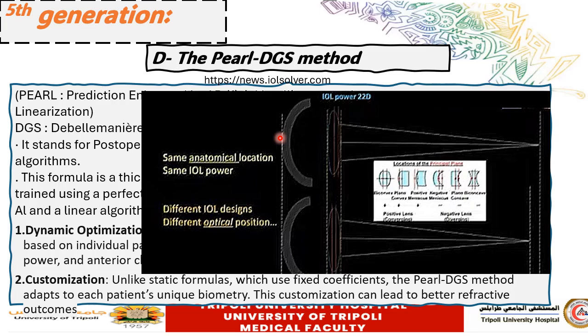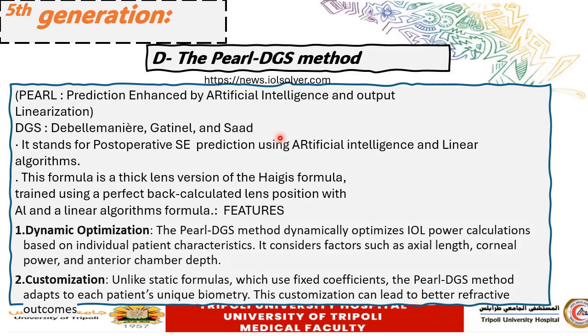And also you might have two lenses with the same anatomical relation to the cornea, with the same power, but they have different geometry, different refractive index, and different curvature of the anterior and back surface of the lens, and they will have a different optical result because of the difference in the principal plane. So this is the main principle of the Pearl-DGS, and it incorporates what's called supervised learning.